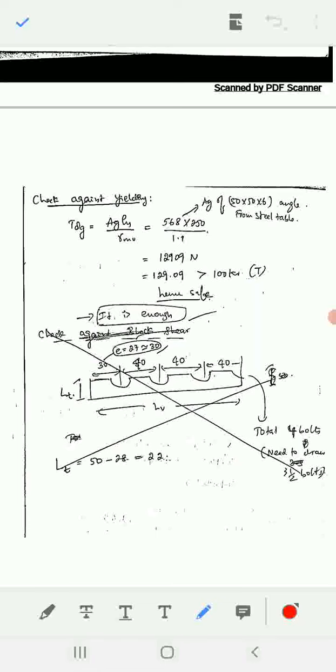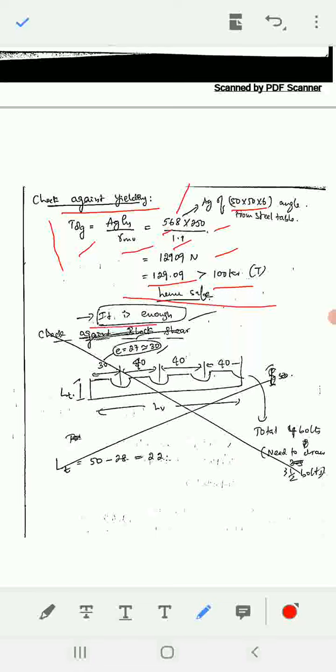Then one more step is there, one check. You have to check against yielding, check for rupture and check for block shear, but it will make it lengthy. At least you will get 80% of the marks if you do. So check against yielding you have to do. That is the TDG formula. Initially we applied AG Fy by gamma m0. The AG value is what we got for ISA 150x150x6 from the steel table. That AG value 568 into 250 is Fy divided by 1.1. So you will get in terms of Newton, that is in kilonewton, 129.09. It is more than the given load, that is 100. That's why it is safe, right?